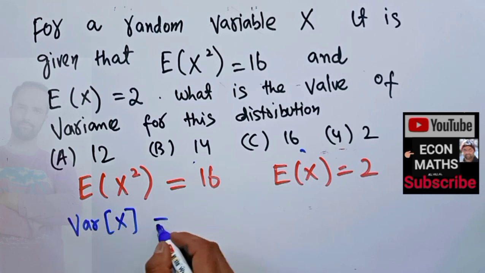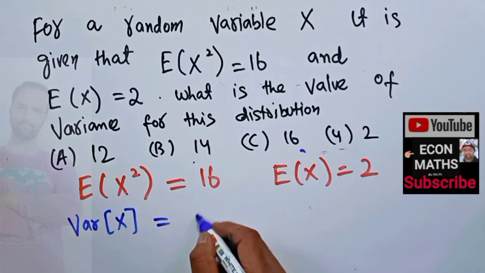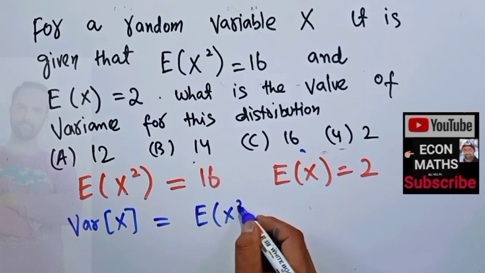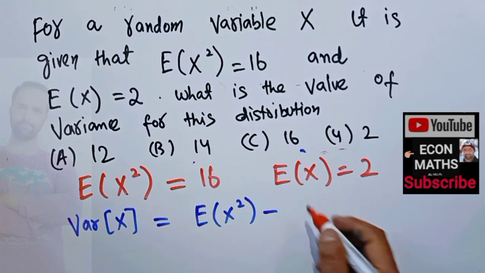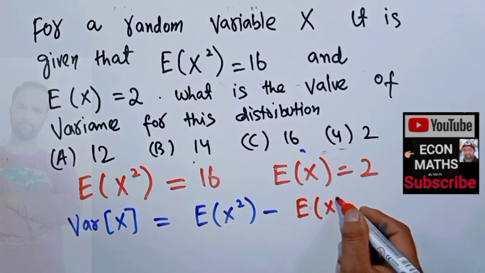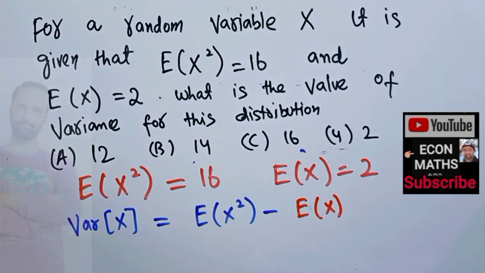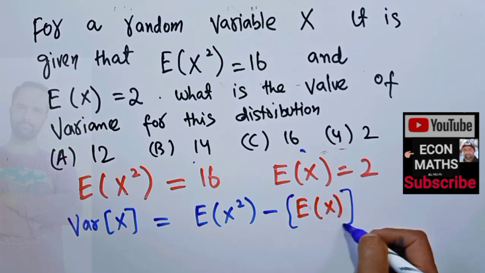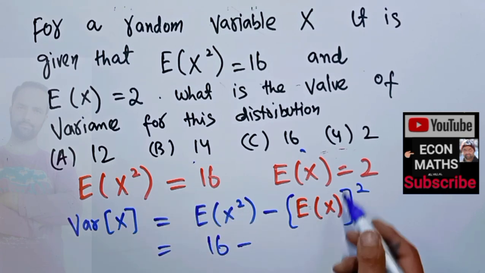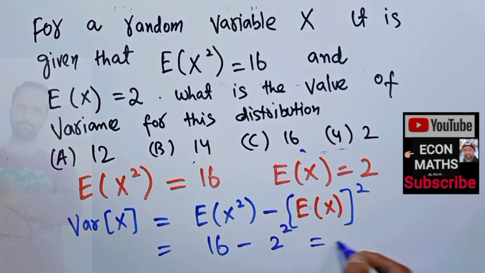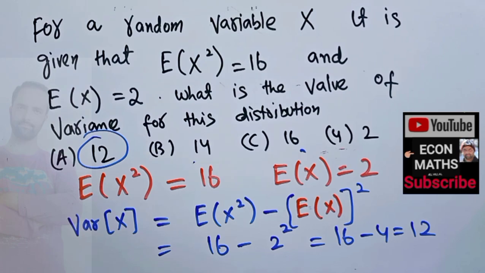Var denotes the variance. It is given simply by the expectation of x square minus the expectation of x, whole square. So expectation of x square is 16, minus expectation of x, which is 2, so its square is 4. It becomes 16 minus 4, which comes out to be 12. That means the variance of this distribution should be equal to 12.